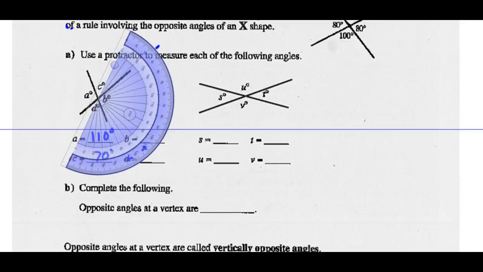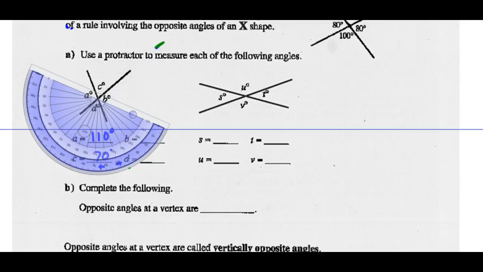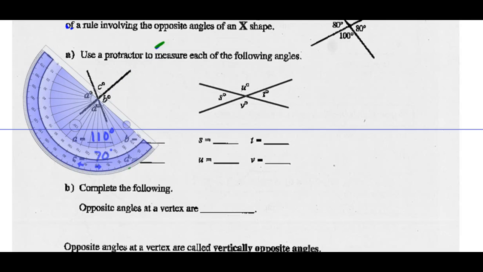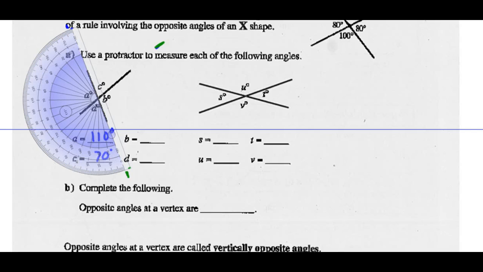Let's now measure angle B. Angle B seems to go from right here to right here, which is also 110. Yeah. Also 110. And now let's measure angle D, which would go from here to right there, which is 70. So B was 110, and D is also 70.